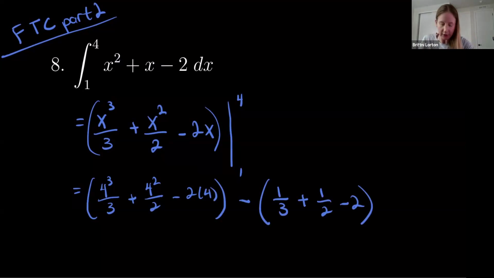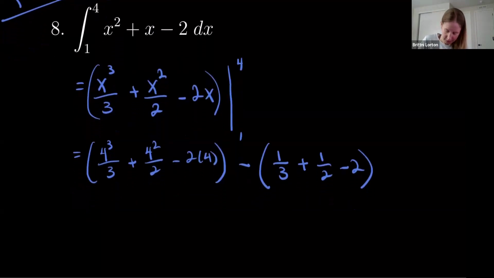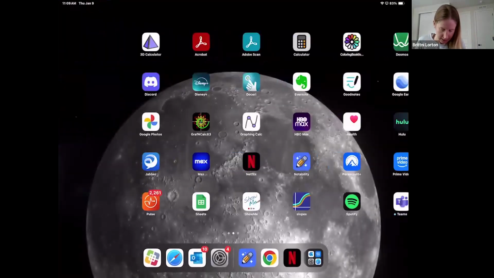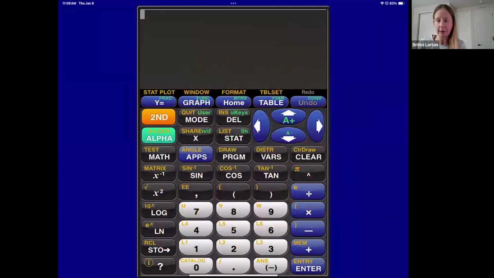And if you've got your calculator with you, I'm going to show you guys a trick. I'll just show it to you really quick. Let's see if I can find the app. Sorry about that. I want to show you a trick on the calculator. So for example, I had 4 to the power of 3 divided by 3. And then it was plus 4 to the power of 2 divided by 2. And I don't remember the rest of it, but there was some other stuff.